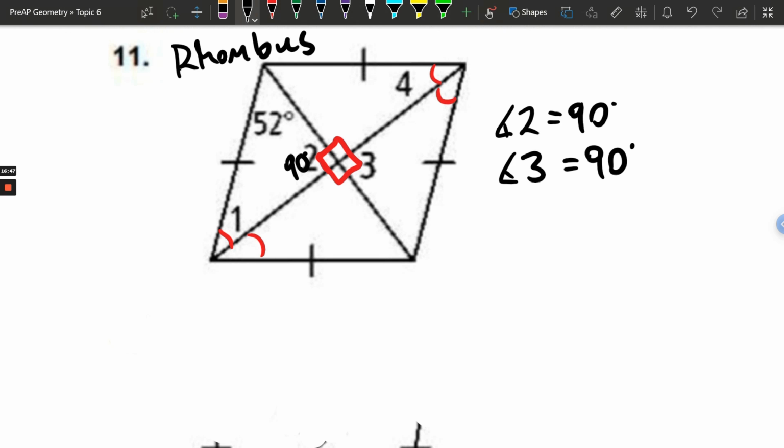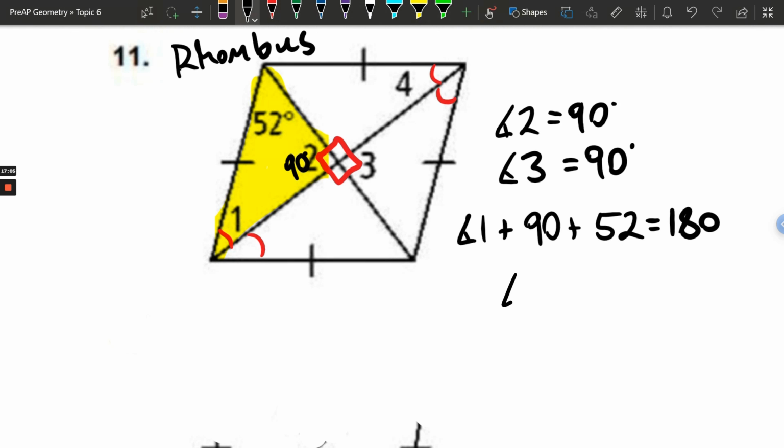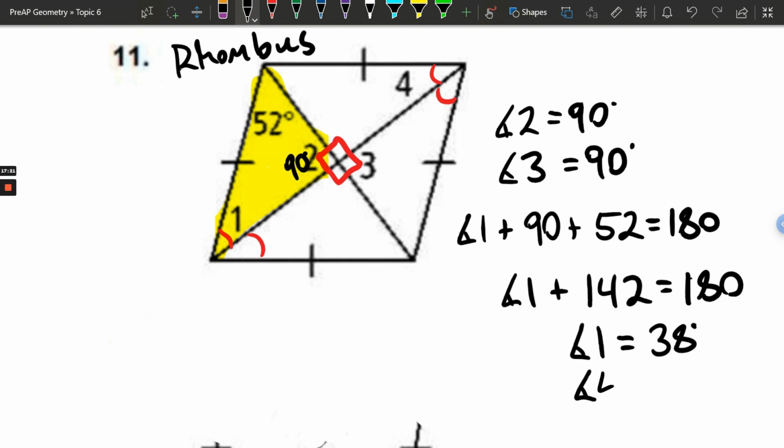I'm starting to see how we could get angle 1 using this triangle here, and once we figure out what angle 1 is, we're going to know what angle 4 is. So let's pursue that method. Angle 1 plus 90 plus 52 is equal to 180. We can combine some stuff: 142. To figure out that angle 1 has to be 38. And that means angle 4 is going to be 38 degrees as well, because we already marked them as congruent. So we're using some triangle properties from the past to help us now.